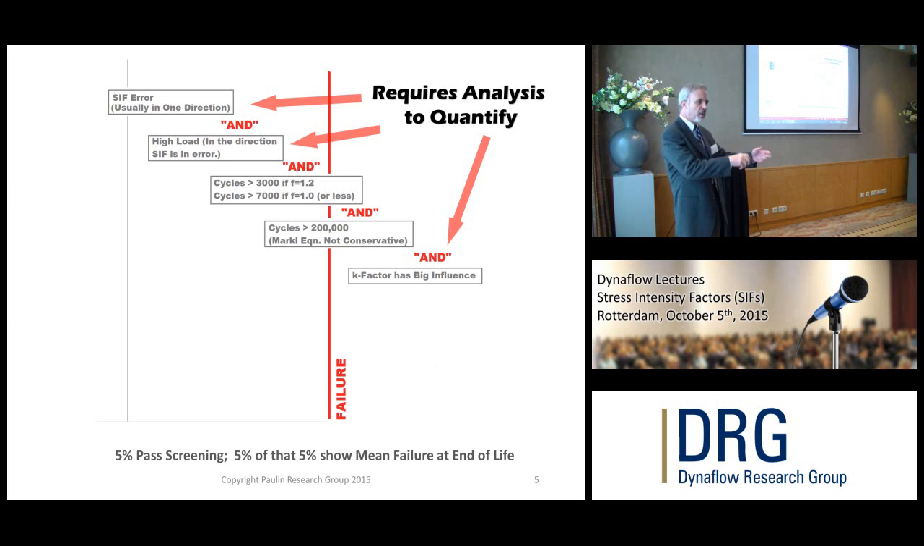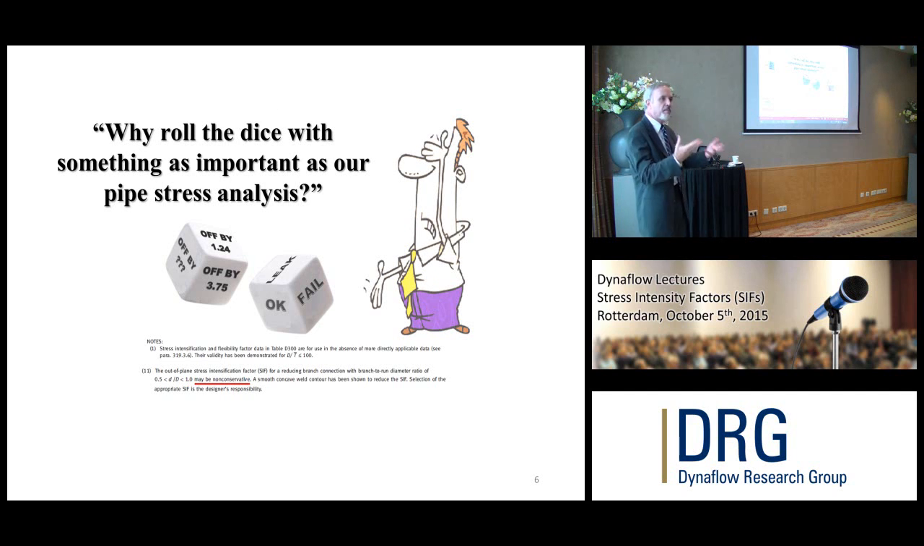And people that are just button pushers with pipe stress programs can't make good engineering decisions. So hopefully this will make the need for good pipe stress engineers, it will put them in more demand, because we don't want to roll the dice with our piping programs. Right now we're rolling the dice. We don't know if we have bad SIFs at high loads where we've got bad cycles. We just don't know, because nobody goes back and checks.